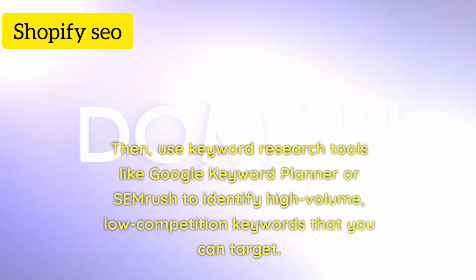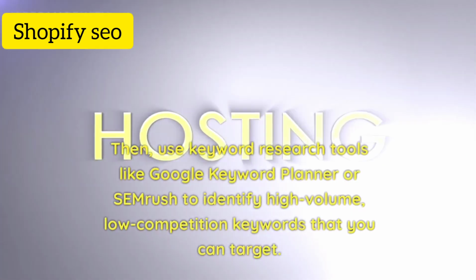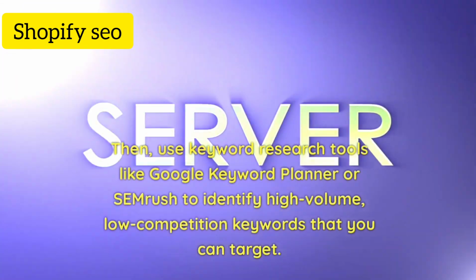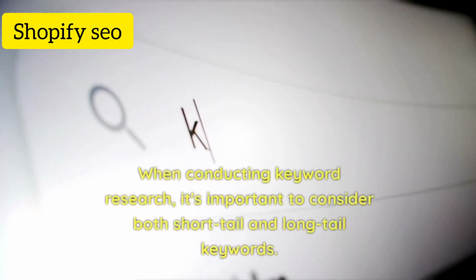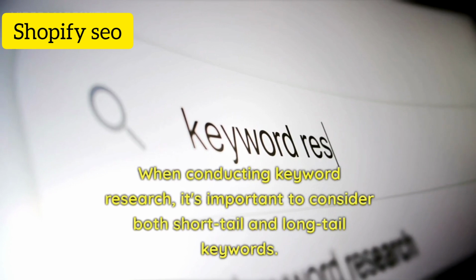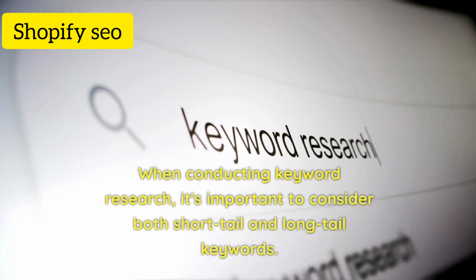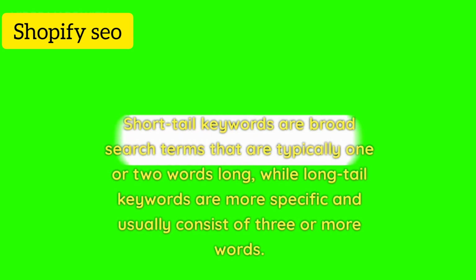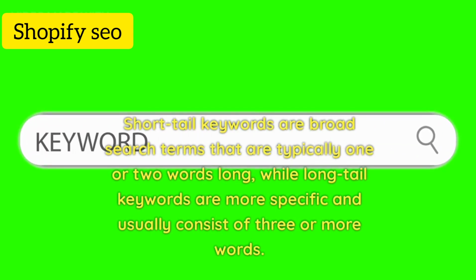Then, use keyword research tools like Google Keyword Planner or SEMrush to identify high-volume, low-competition keywords that you can target. When conducting keyword research, it's important to consider both short-tail and long-tail keywords. Short-tail keywords are broad search terms that are typically 1 or 2 words long, while long-tail keywords are more specific and usually consist of 3 or more words.